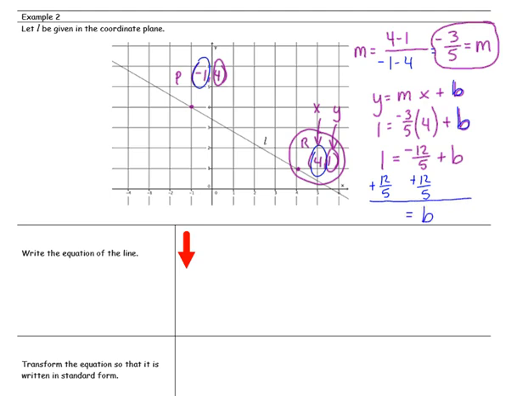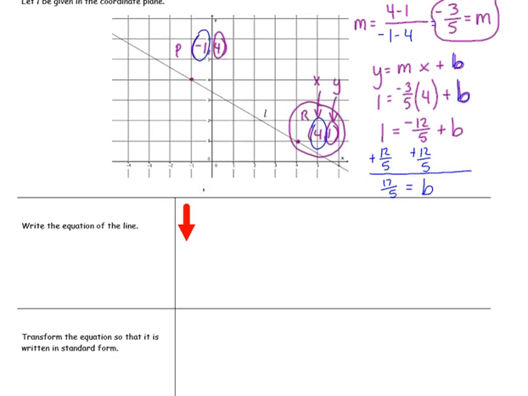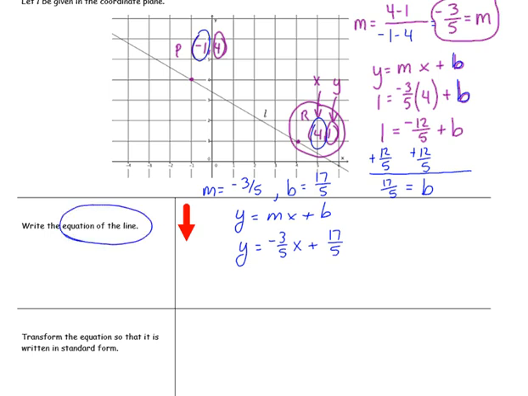The value of b is 5/5 plus 12/5, which is 17/5. Next, we have the value of m, which is -3/5. We have the value of the y-intercept, which is 17/5. So we write the equation of the line y equals mx plus b, and we substitute those values. So our equation of the line is y equals -3/5 x plus 17/5. And this is our equation of the line.